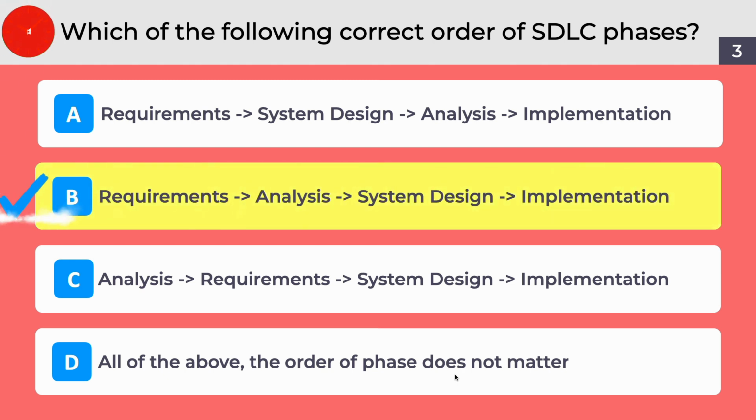And the correct answer is B. All the choices A, B, and C had the phases correct. It's just that the order of the phases was not defined correctly, and option B defines the phases correctly. So always remember we start with the requirements. From the requirements, we move to analysis. From the analysis, we move to system design. And finally, we move towards implementation, which is based on the design.